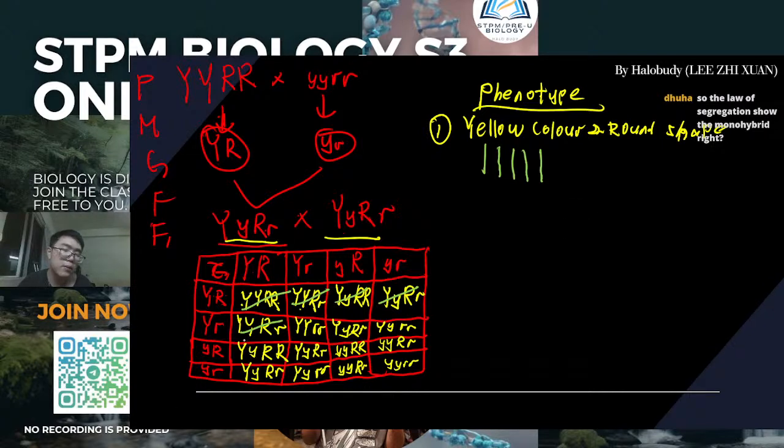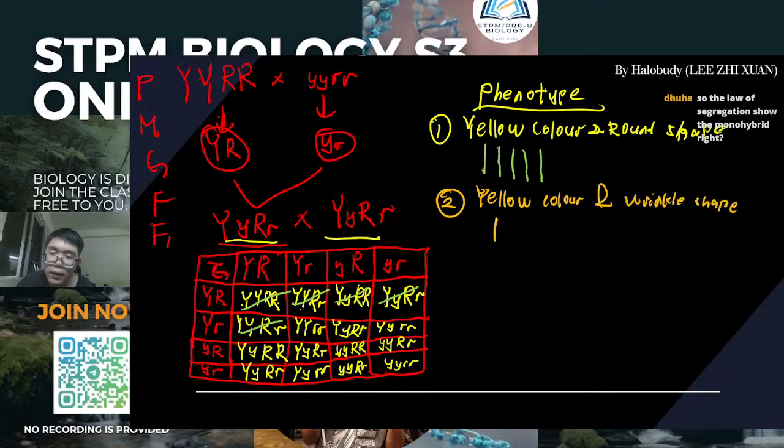So there is another possibility: yellow color and wrinkle shape. So we got one here. Okay, for yellow color, round shape, right? Got 2 capital. So this one also, we can count. Green color. Okay. Next, this one.